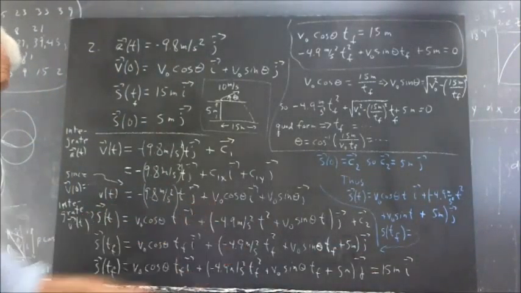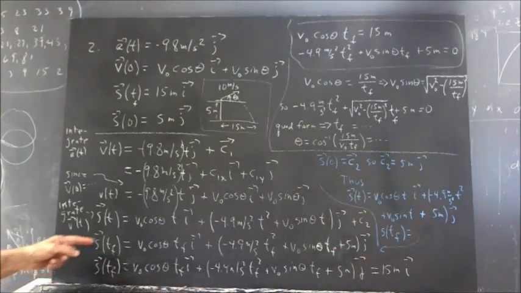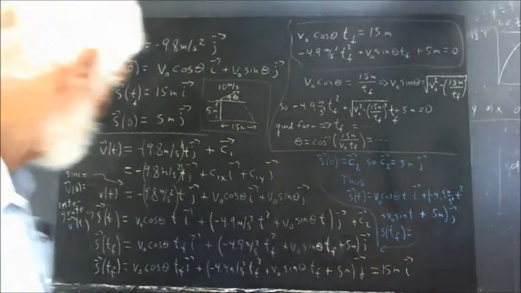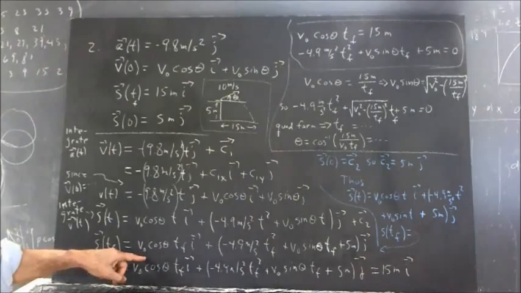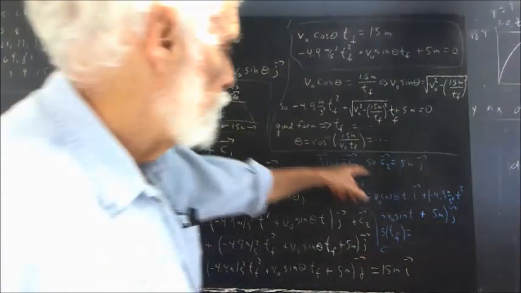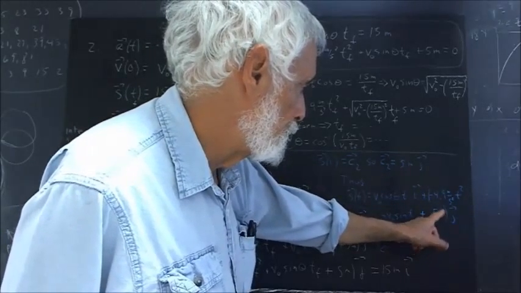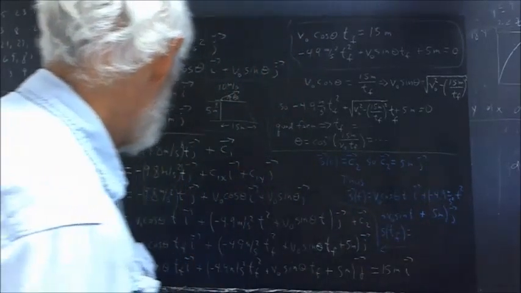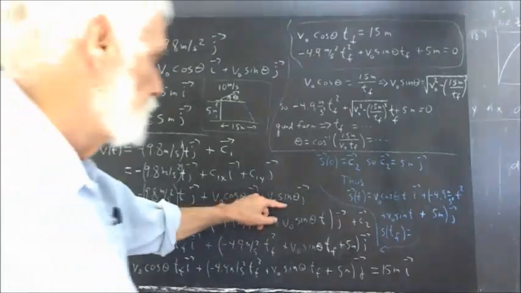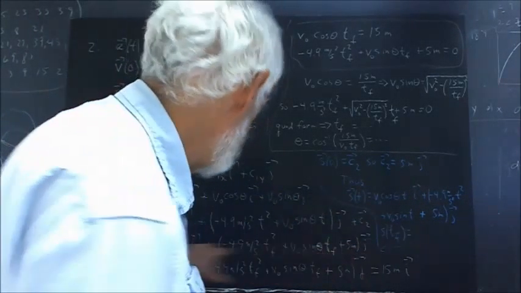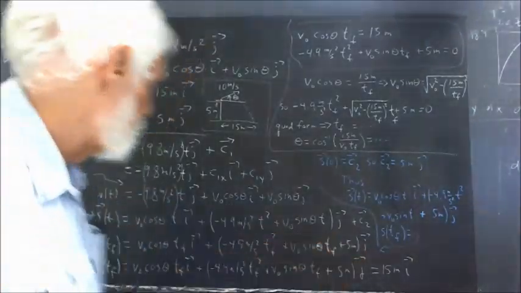And I have this, and also this is s of tf, so I substituted tf for t. So s of tf is this. s of t is what we have here. Okay, I've put the 5 meters in here within the j component. That's the only change from here to here. And this then implies that s of tf is what I've got written here.